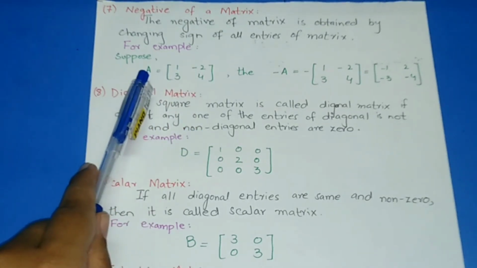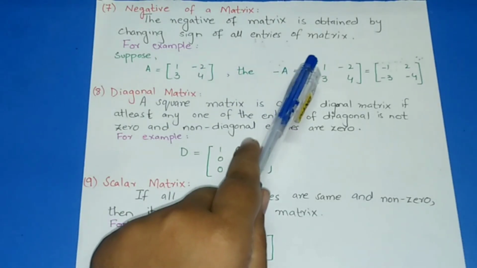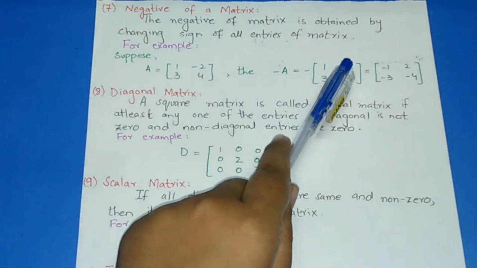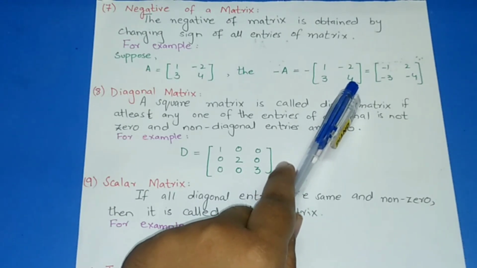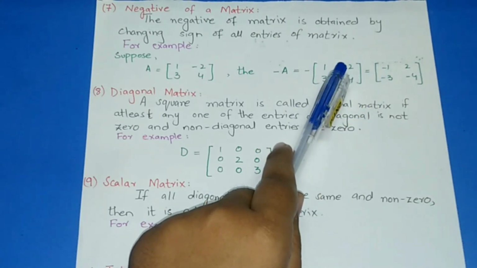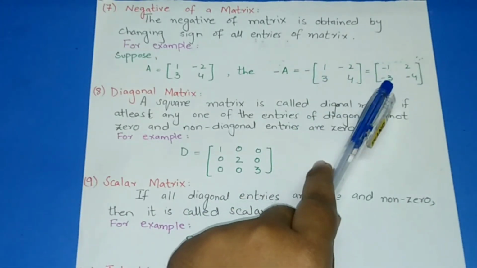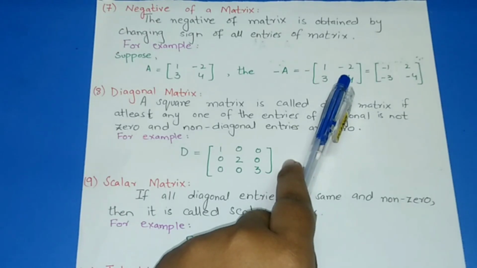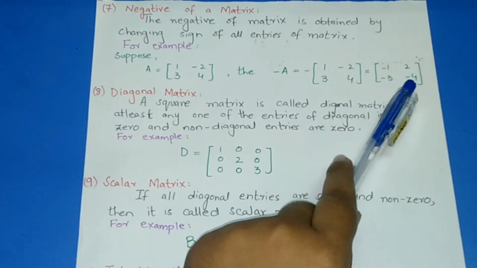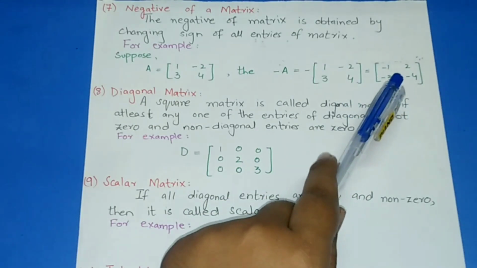So by multiplying the negative sign on both sides, the signs of the entries will become changed. Positive 1 becomes negative 1, negative 2 becomes positive 2, and positive 3 becomes negative 3, and positive 4 becomes negative 4. So this is the negative of a matrix A.